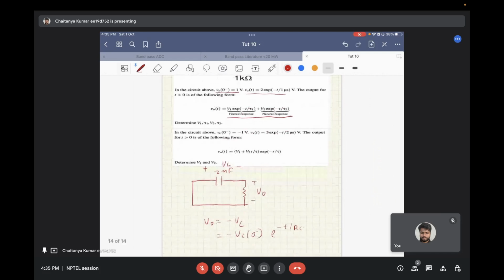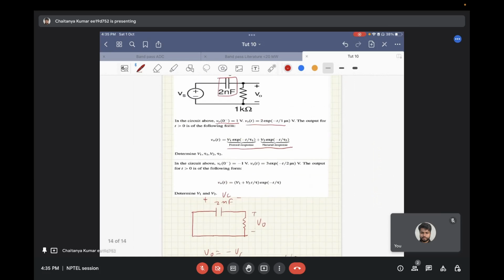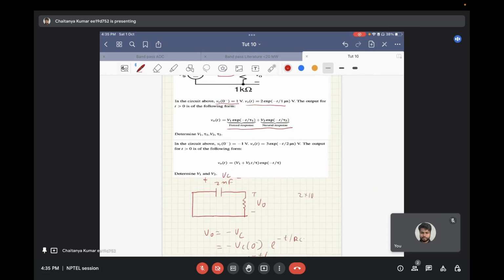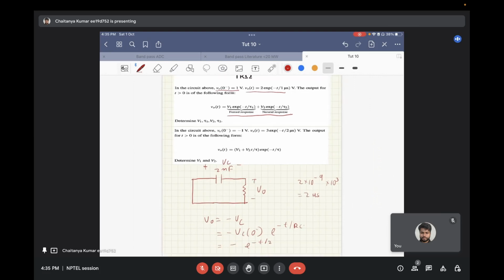So this is minus e to the power minus t by RC. Now RC over here is 2 into 10 to the power minus 9 into 10 to the power 3, that is equal to 2 microseconds. So minus e raised to the power minus t by 2 microseconds is the response due to the initial condition.